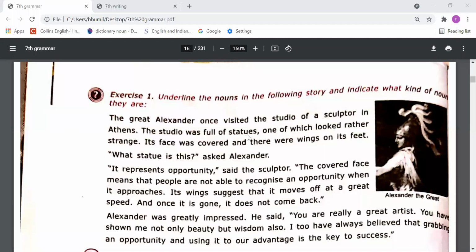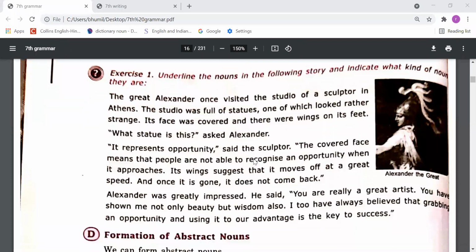Okay. Next, its face was covered and there were wings on its feet. Its face: a possessive adjective, a determiner, we have used. So face is a noun, a common noun. And after that there was wings. Wings we know that's a name, that's a common noun. On its feet. Feet is also a name, that's a common noun. What statue is that? Statue again, that's a name but common. Ask Alexander. Alexander is also a name, but that's the proper name.